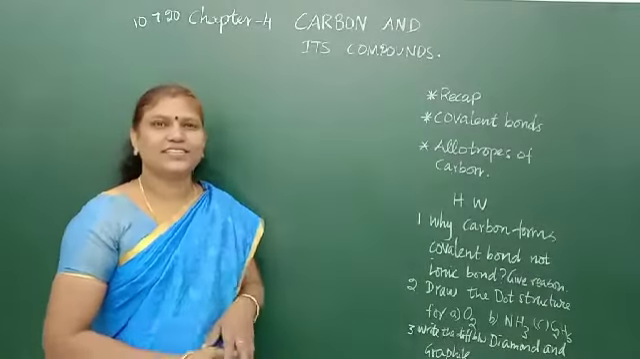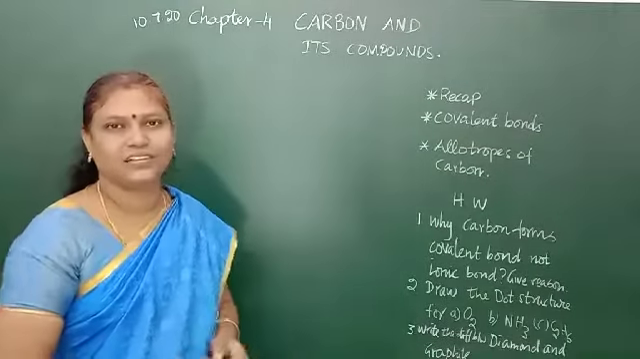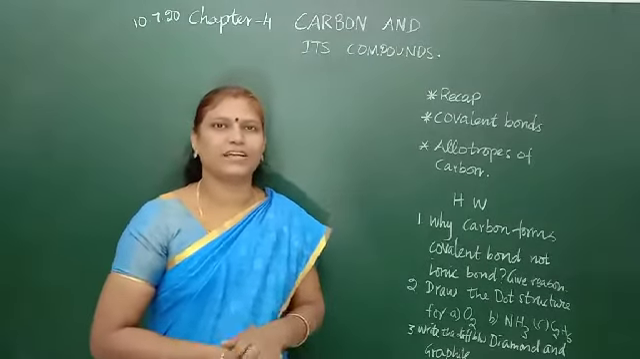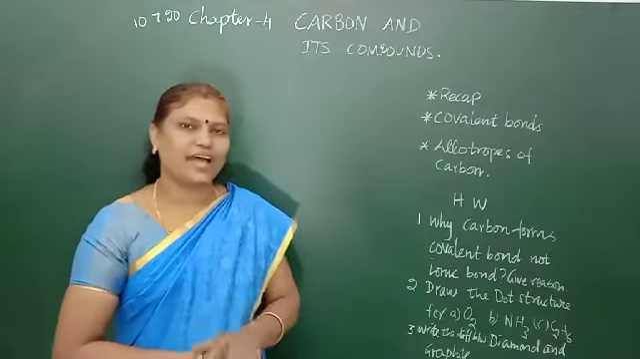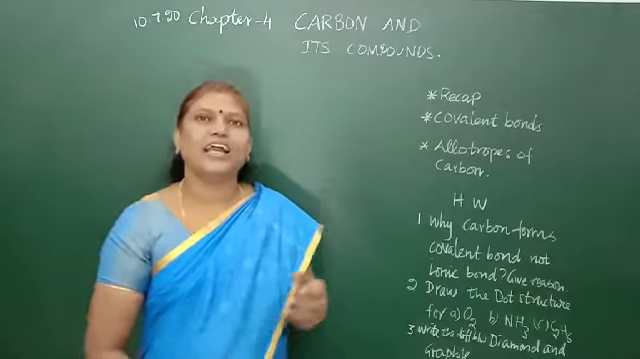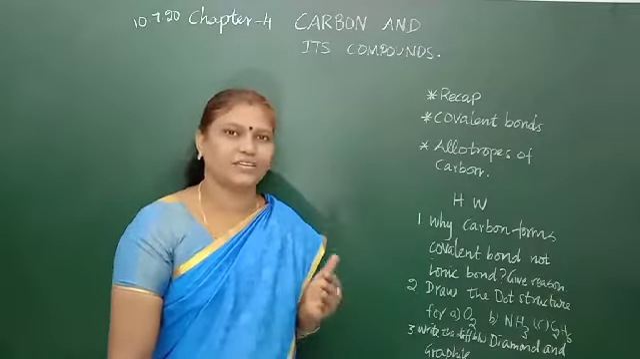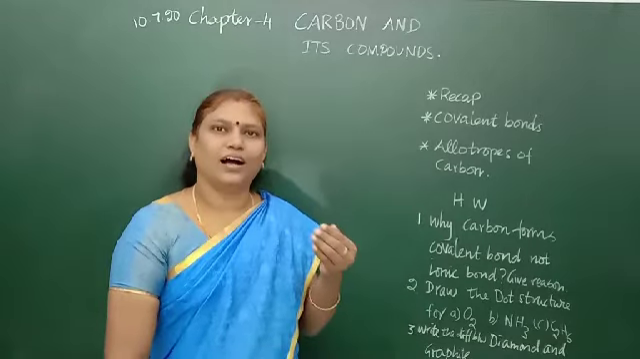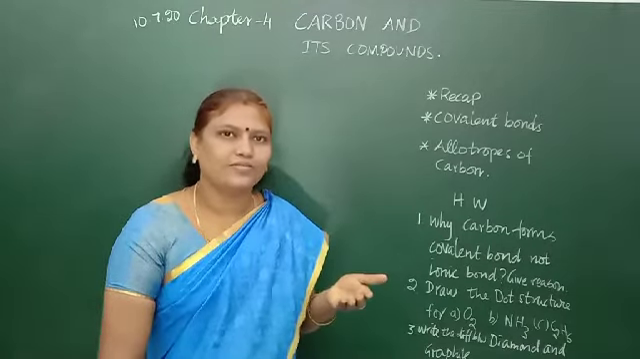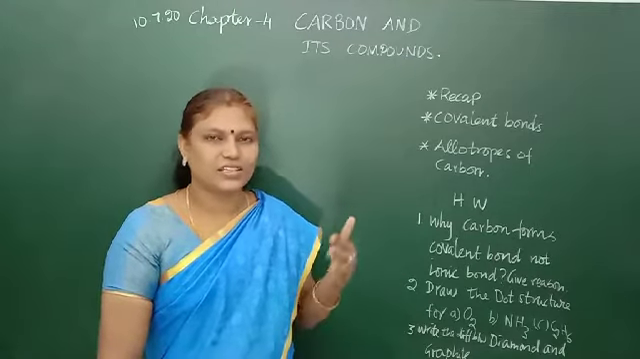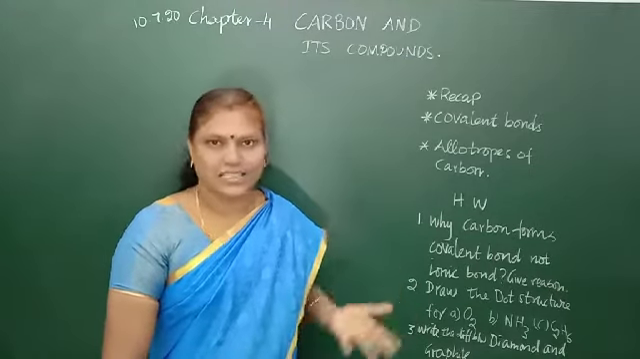Good morning, students. Okay, we are seeing chapter 4, carbon and its compounds. What is the symbol of carbon? It is C. And what is the valency of carbon? It is 4. We have seen in the last class, and we have discussed about the carbon compounds, why they form a covalent bond, not ionic bond. So these are the things we have seen in the last class.